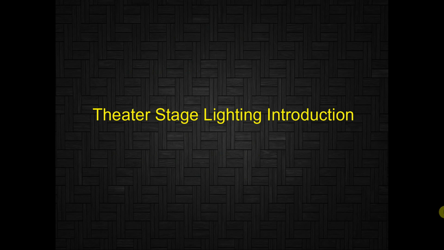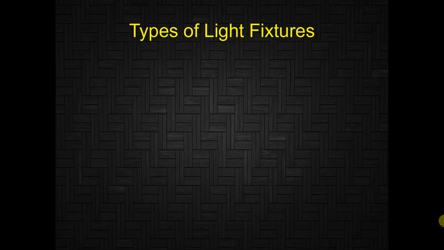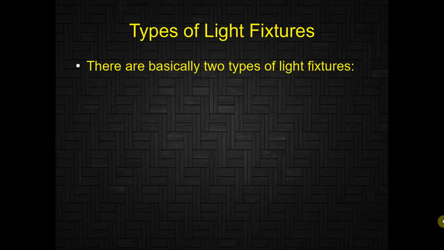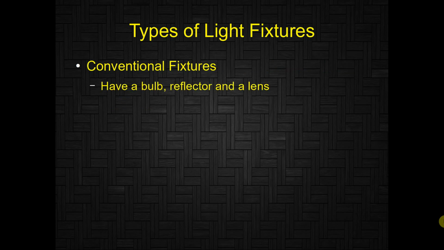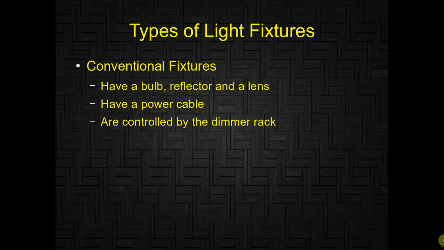So basically, when we're talking about theater lighting, there's two types of fixtures. We have conventional and we have intelligent. Conventional fixtures are just like a lamp that you have at home. It's got a bulb in it, it's got a power cord coming out of it, and you plug it into the wall. So there's a bulb, a reflector, and a lens on a conventional theatrical light fixture. There's a power cable coming out of it, just like you would have a power cord coming out of your light at home. The conventional fixtures are controlled by a dimmer rack.